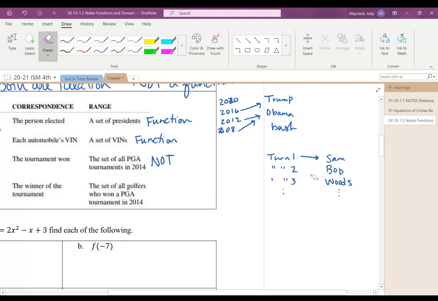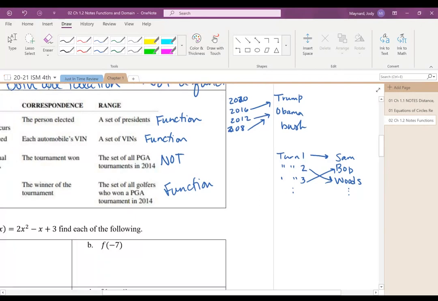So since this is never going to happen, you can have something like this. This is going to be a function because each X can only have one Y value. It's not possible for it to have 2 Y values.